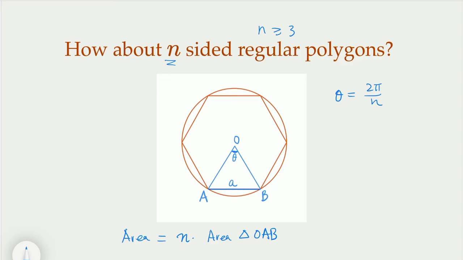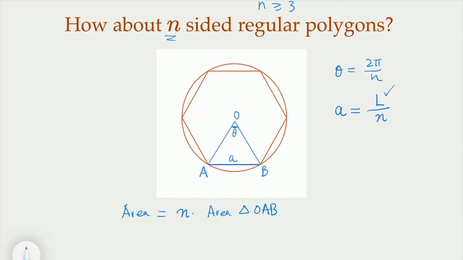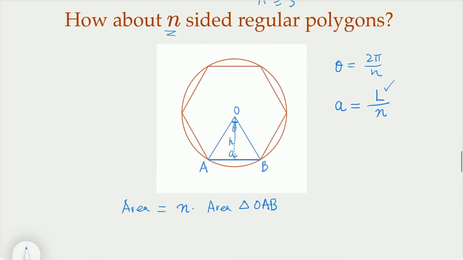Yeah. So side length is fixed. Why? Because side length is L divided by N. We are given L as a constant, right? So here, for this triangle, what you can do is, let's see, this would be the edge, right? Notice that the area of the triangle is 1/2 of base times edge.